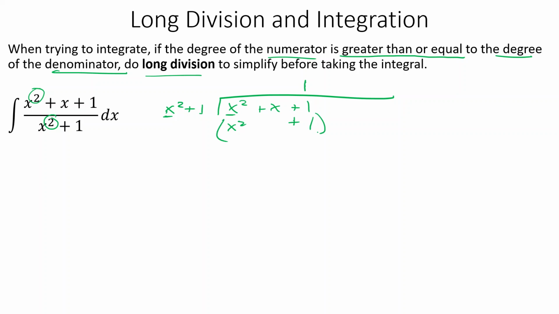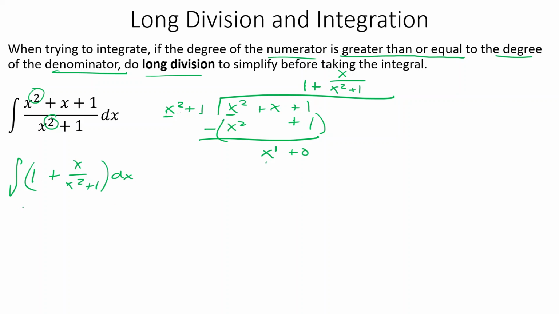And then we subtract this whole thing here. So these are going to cancel. We bring down this x. 1 minus 1 gives us 0. So we just get x. And once this guy has a smaller degree than this guy, we stop. And we put this over that as our remainder. x over x squared plus 1, like that. So this integral is exactly equal to the integral of 1 plus x over x squared plus 1 dx, like that. All right, we can separate this into two separate integrals.